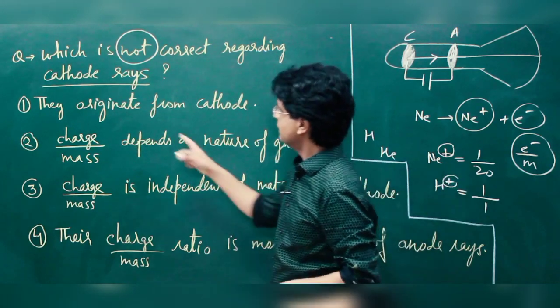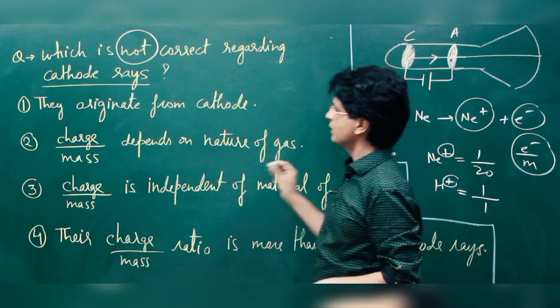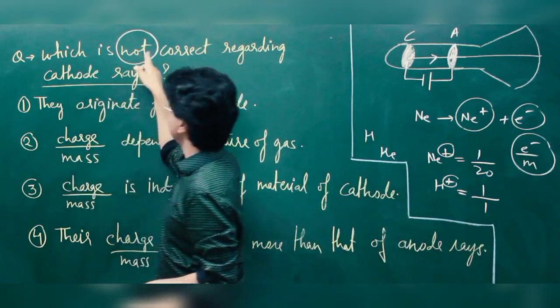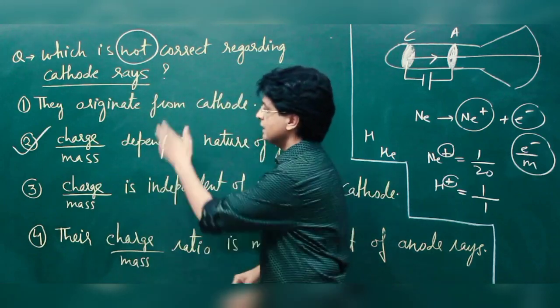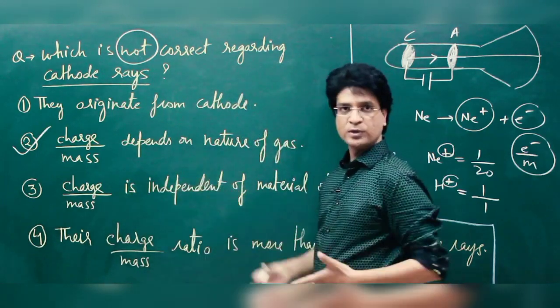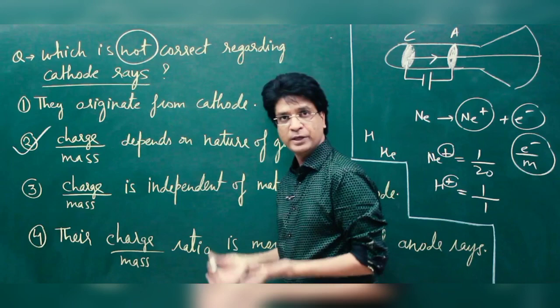Now see that charge upon mass depends on nature of gas. This is incorrect. I'm looking for the incorrect answer, so that will be the right answer. Let us further see the other options. Maybe they be wrong or right.